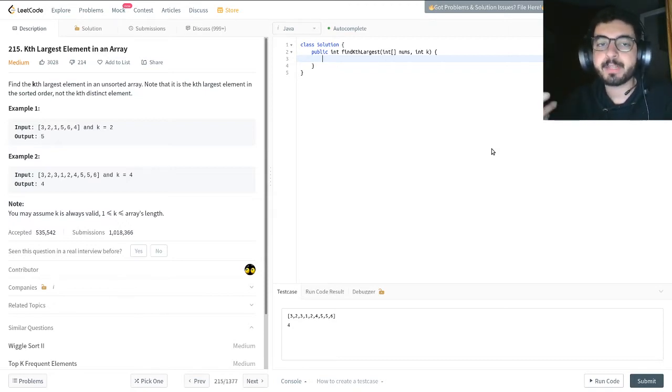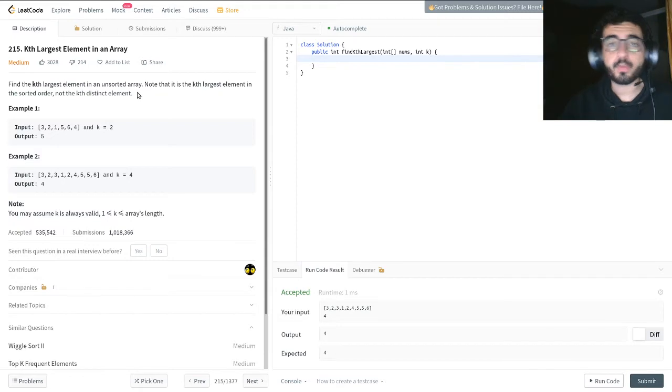Well, what is this pattern? This pattern is solved using a priority heap. Let's explore first the brute force way of solving this question. Let's first start by reading the problem statement. Find the kth largest element in an unsorted array. Note that it is the kth largest element in the sorted order, not the kth distinct element.